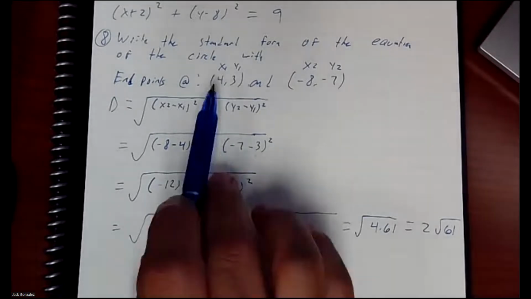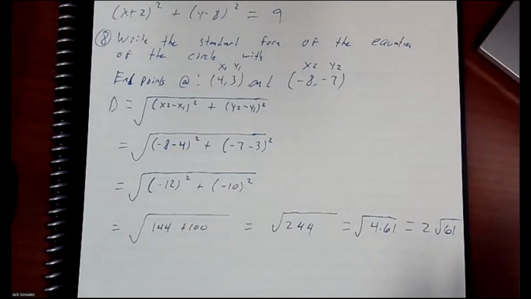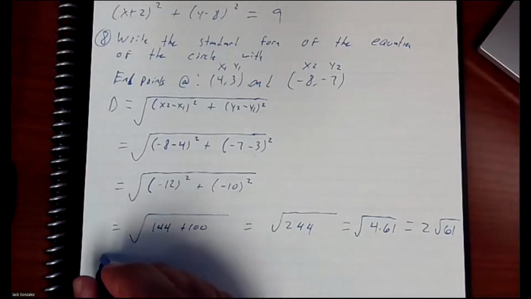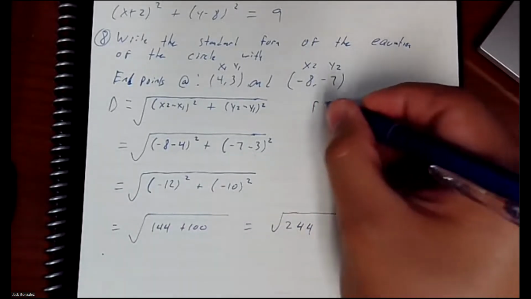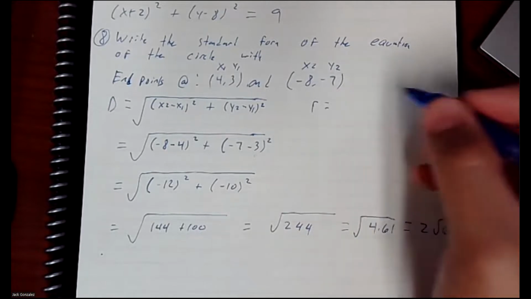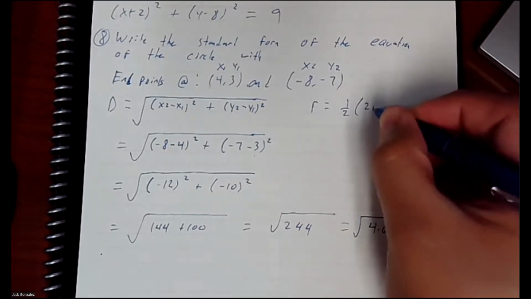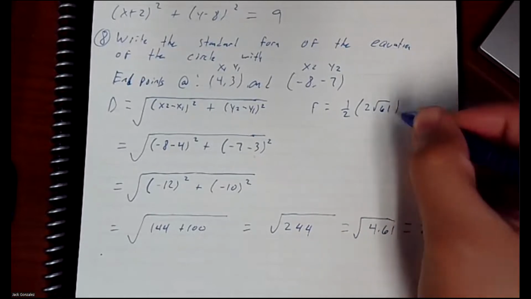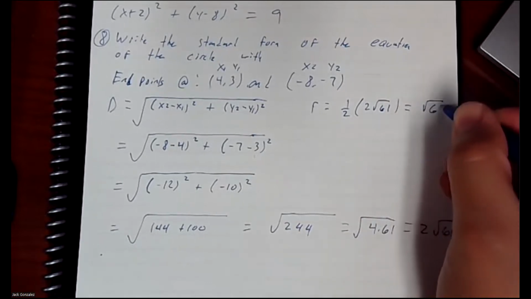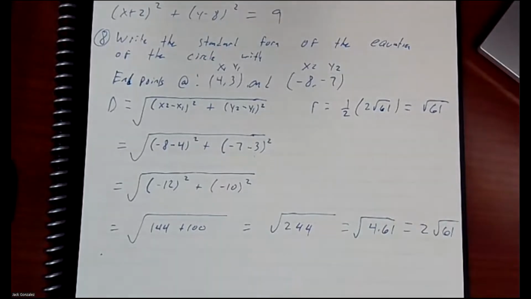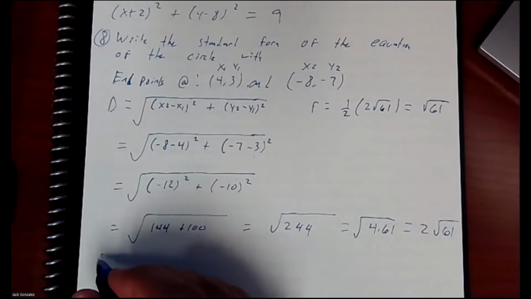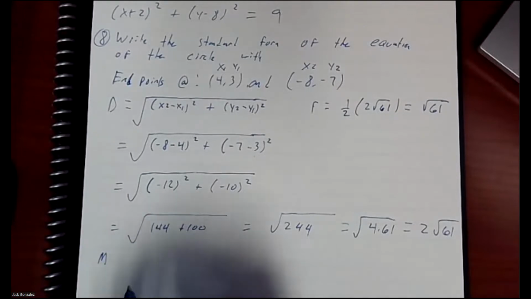That's the distance from here to here. So half that distance would be the radius. So r would be equal to 1/2 times 2 root 61. There's my radius. Now we can use the midpoint to find the center. I think that might be the easiest way to go about this for the next part.